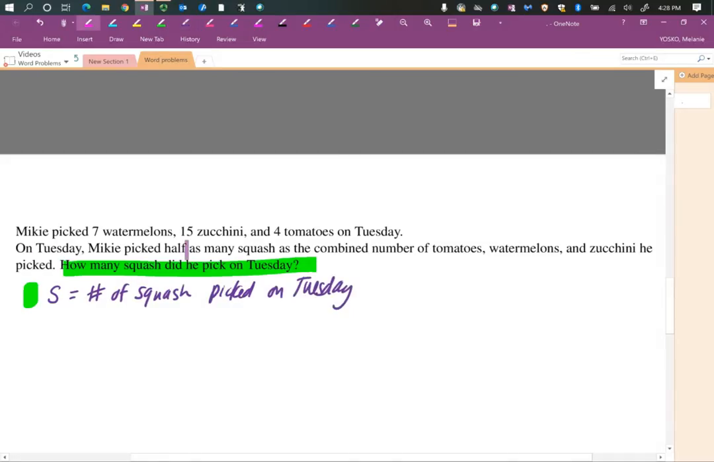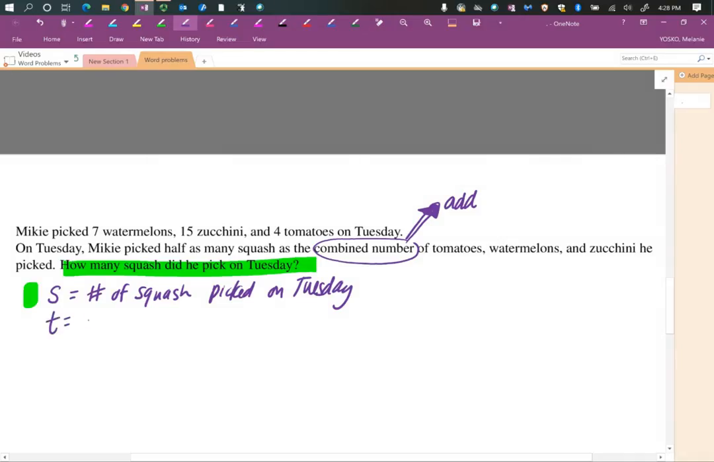So this whole sentence talks about Tuesday. On Tuesday, Mikey picked half as many squash as the combined number of tomatoes, watermelon, and zucchini. Okay, so combined number. What does that mean? Combined number of tomatoes, watermelon, and zucchini. That means we're going to add, right?